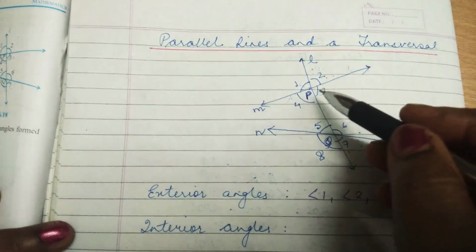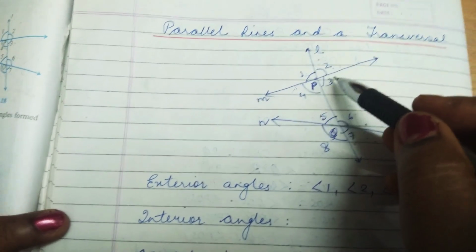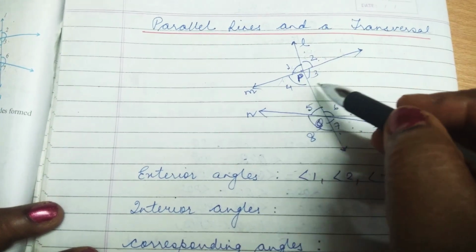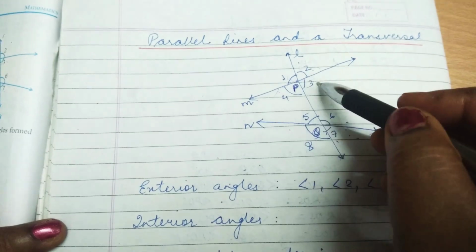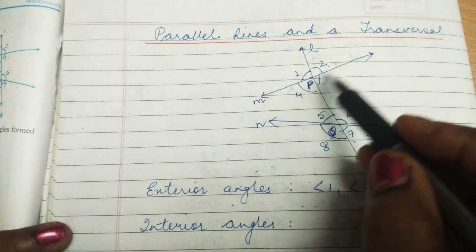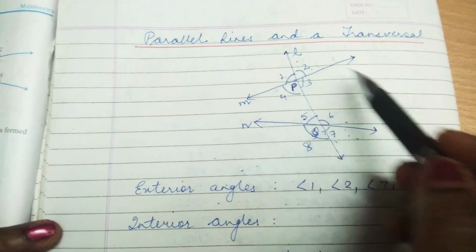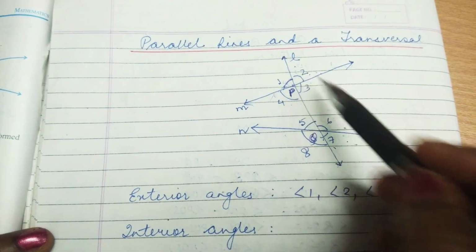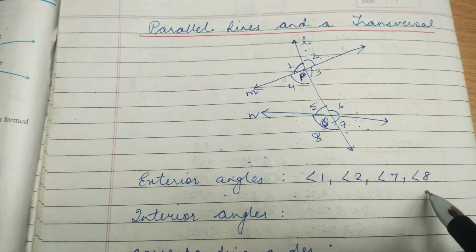Now what do you find? That line L, or the transversal L, is forming four angles at each of the points P and Q. That is angle 1, 2, 3, 4 at P and 5, 6, 7, 8 at Q. Now what are the exterior angles in this figure? Meaning outside the lines, you will find angle 1, 2 and angle 7, 8. So these are all the exterior angles.